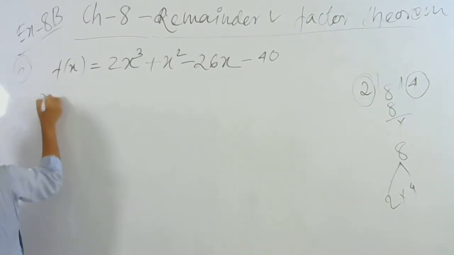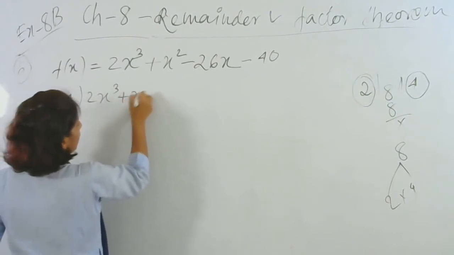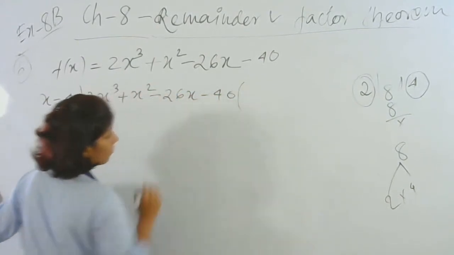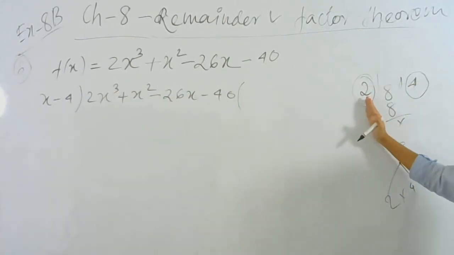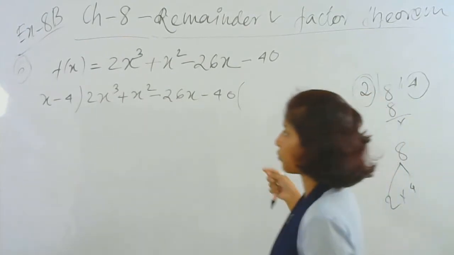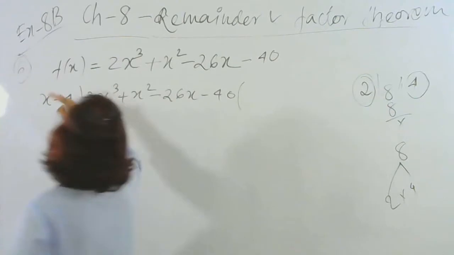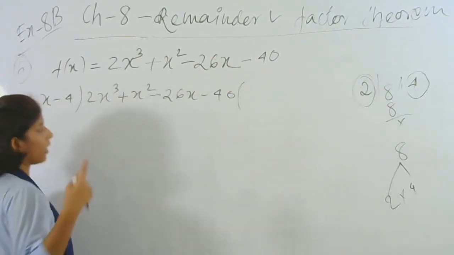x minus 4. So we'll divide the given polynomial by x minus 4. In the question one factor is given already, so you have to find the other factor. And the other factor I'll get from the quotient. Who will give us the other factor? The quotient will give. So I'm trying to divide f of x by x minus 4 so that I can get the quotient, and from that quotient I'll find the other two factors.